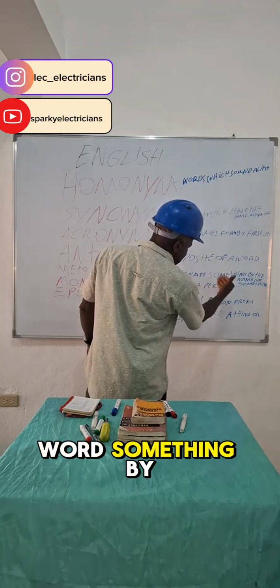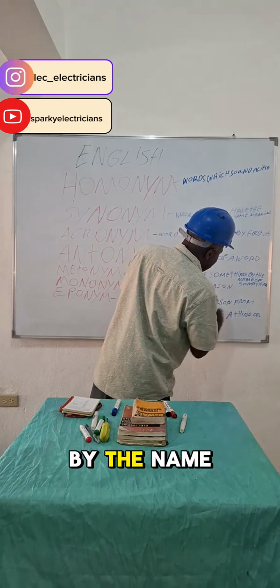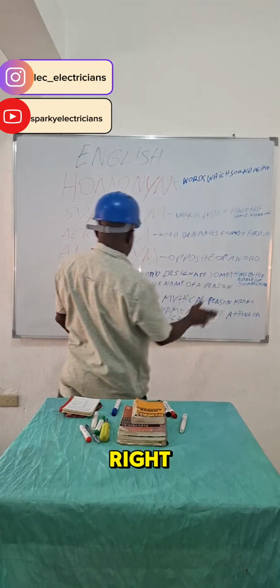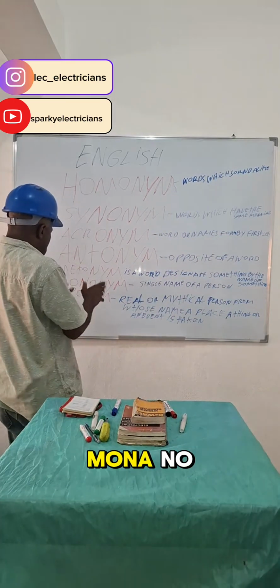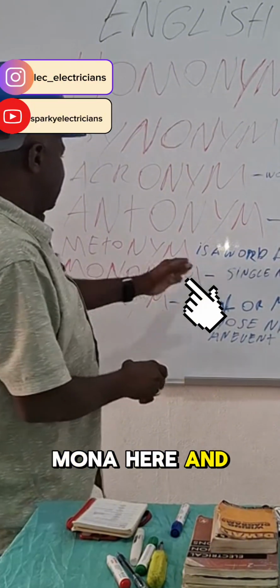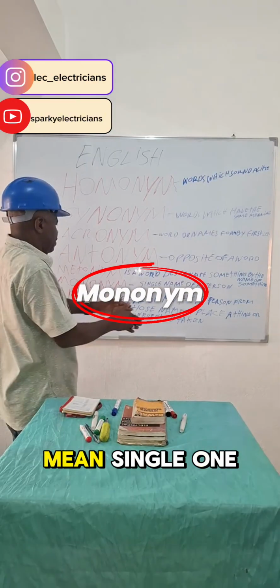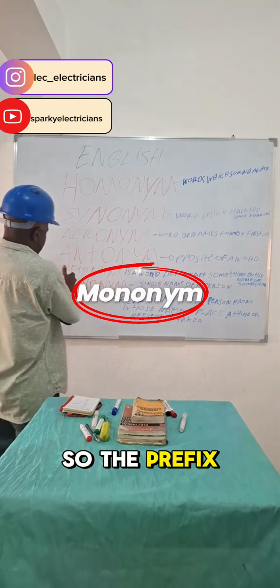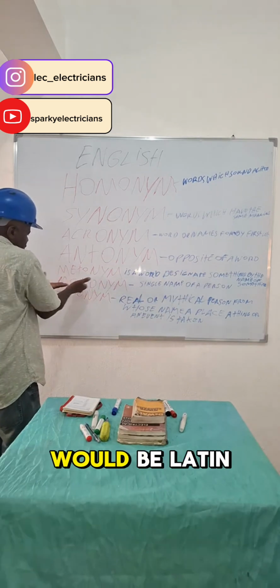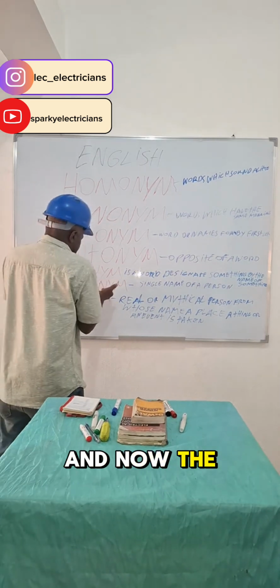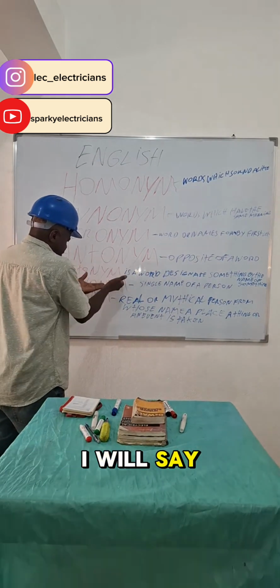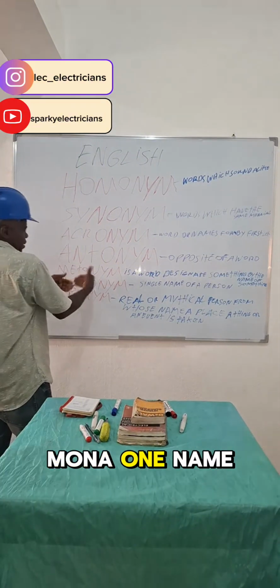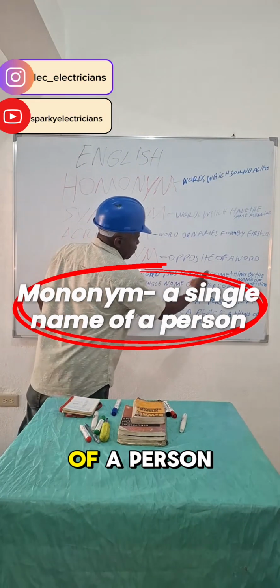It's a word, something called by the name of something which was created, right? Mono now. So we have mono here and name. And mono means single, one. So the prefix, I believe the root for mono here would be Latin, and then the name, as I say, is Greek. So you have mono, one name. So mononym is a single name of a person.